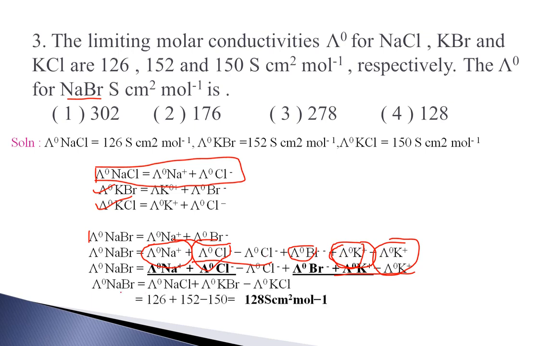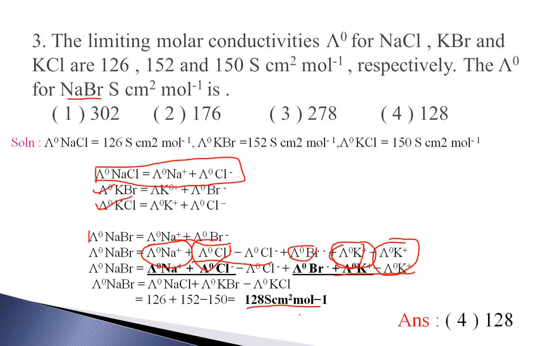Here the overall reaction is lambda naught of NaBr equals lambda naught of NaCl plus lambda naught of KBr minus lambda naught of KCl. On substituting these three values, we get the answer of 128 Siemens centimeter square mole inverse.